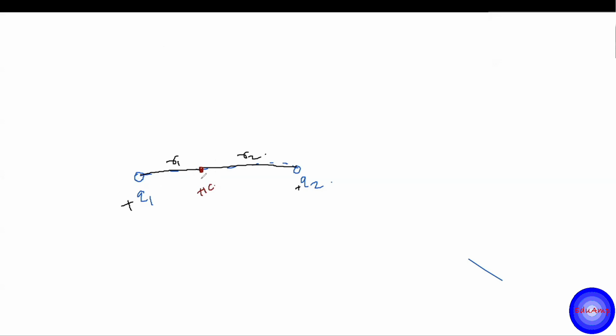So there are two charges in this case. Due to Q1, it will feel a force in this direction, and due to Q2, it will feel a force in this direction. The force in this direction will be K Q2 upon R2 square, right? And the force in this direction will be K Q1 by R1 square, right? So what is the net force at that point on that 1 coulomb charge? Some force is in this direction, some force in the other. So what is the net force?